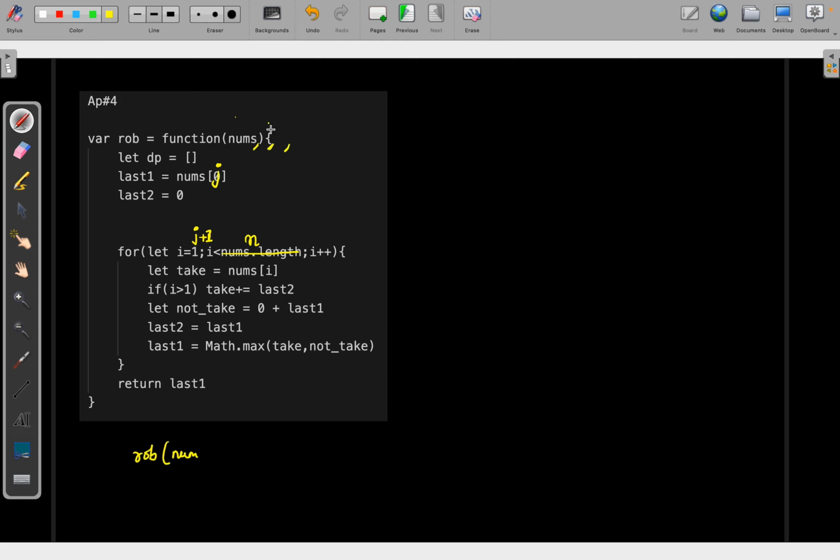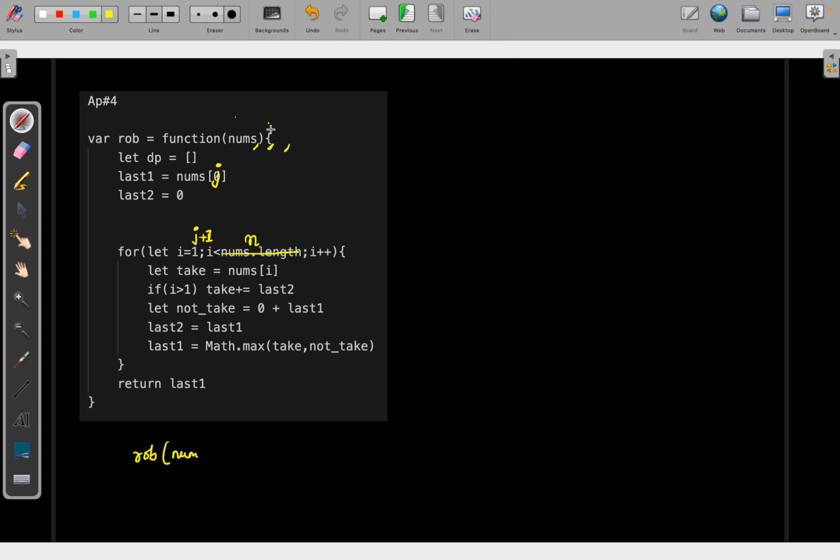minus 1, right? Second function will be rob nums, I will start from 1 and nums.length, and I will find the maximum of these two. That will be my answer. Same time complexity, no change in time complexity. I am calling this function, which will take big O of n time, maybe n for this one and n for this one. Yeah, you can say that. So even if it is 2n, that is still considered n.